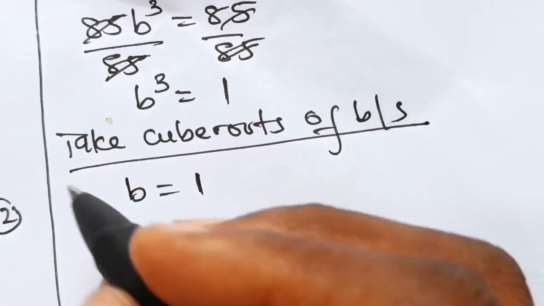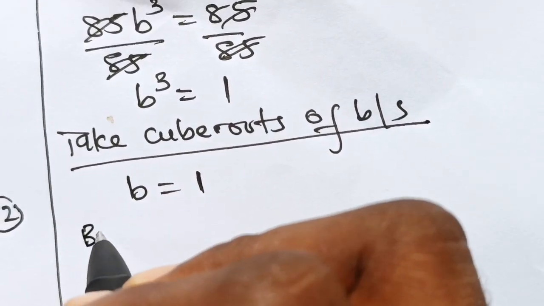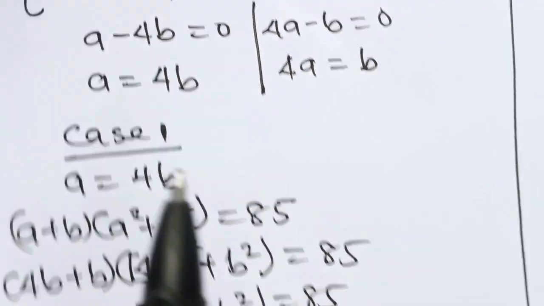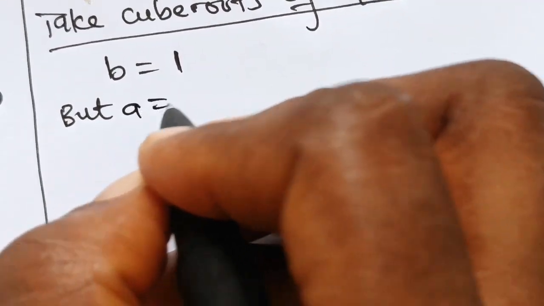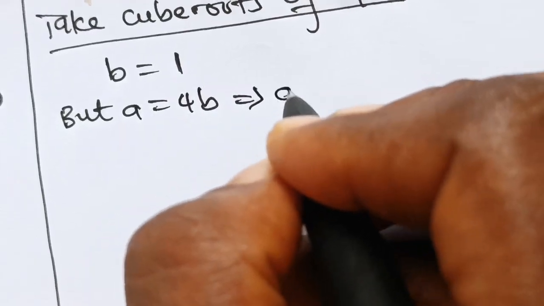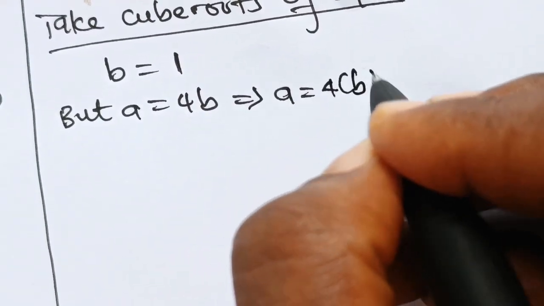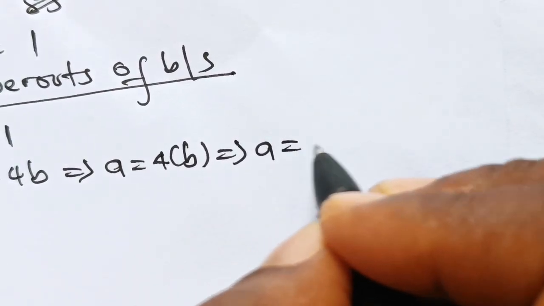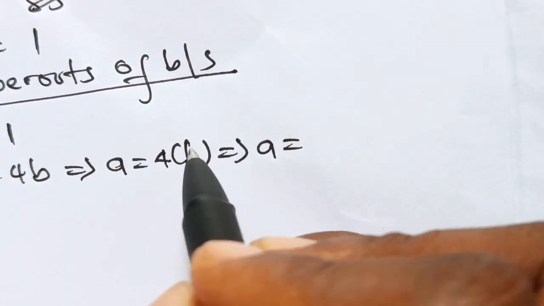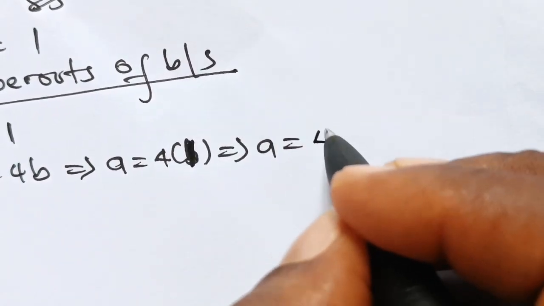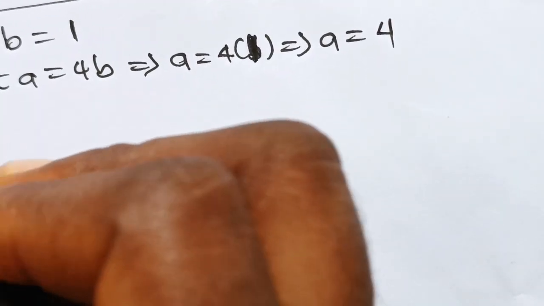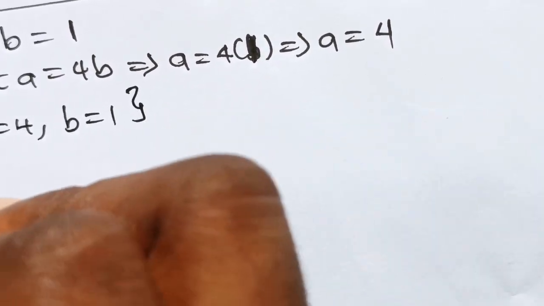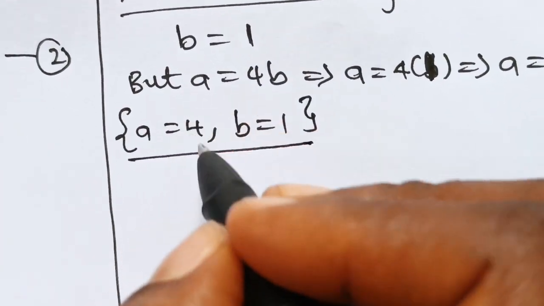Alright? Now, if b is equal to 1, remember that according to this equation, a is equal to 4b. So this implies that a is 4 multiplied by b, which implies that a is equal to 4 times 1. So 4 times 1 is 4. Therefore, when a is equal to 4, b is equal to 1. That is for the first case, okay?